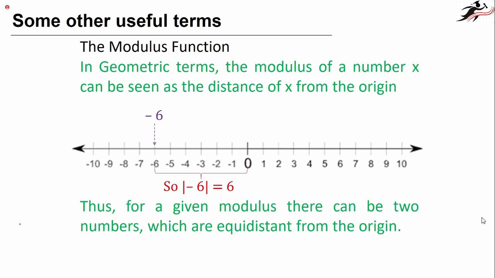So there can be two numbers which are equidistant from the origin because mod of 6 is also 6, and mod of -6 is also 6. So there can be two numbers which are equidistant.